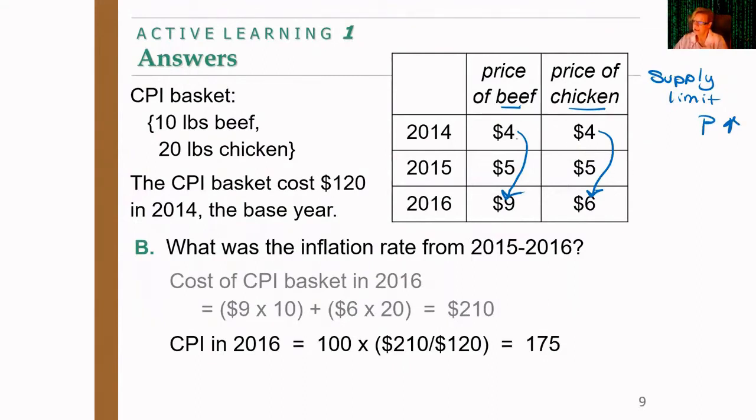However, if we did see the price of beef go up to $9 and chicken at $6, a lot of people would buy more chicken and less beef. The problem with the consumer price index is it doesn't take into consideration that people will do that, because the shopping list is the same every year. So it's a little bit different, some of these problems that we see in the consumer price index.